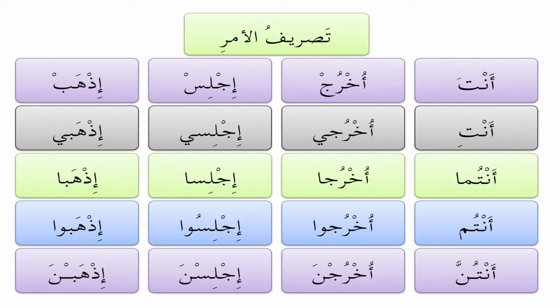تصريف الأمر. Now, look at the conjugation table that we have, and obviously it's going to happen with second pronouns. الضمير المخاطب أنت أنتِ أنتما أنتم وأنتن. So أخرج, أخرجي, أخرجا, أخرجوا, أخرجنا. اجلس, اجلسي, اجلسا, اجلسوا, اجلسنا. اذهب, اذهبي, اذهبا, اذهبوا, اذهبنا.